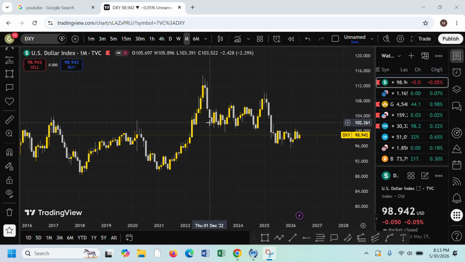So I'm going to be analyzing the US dollar index. Let's start from the monthly time frame.